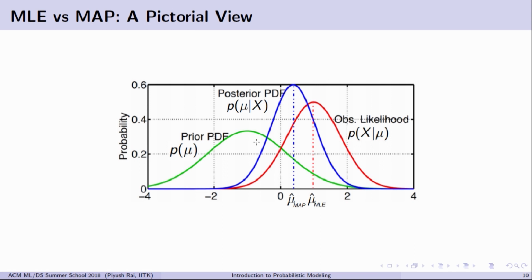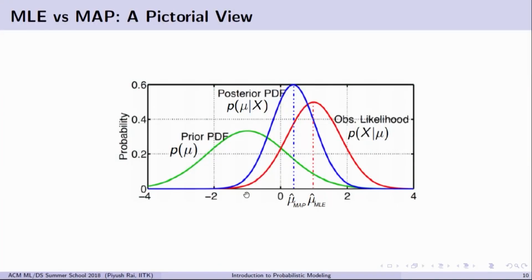And as you can see, the MAP estimate, what is the MAP estimate? The MAP estimate is nothing but the point that maximizes the posterior distribution, which is basically the maxima of the blue curve. The blue curve is the posterior distribution of mu. This is just a simple illustration. I have shown these curves as Gaussians because we are dealing with Gaussians, but in some other problem, these distributions may be some other probability distributions.